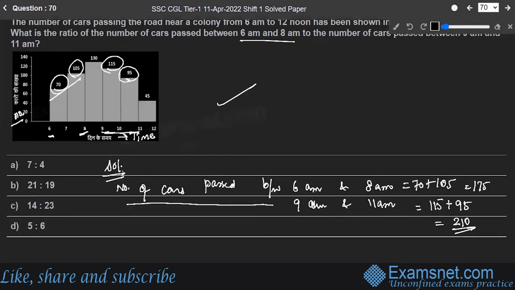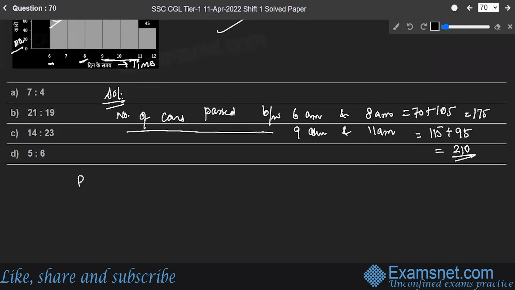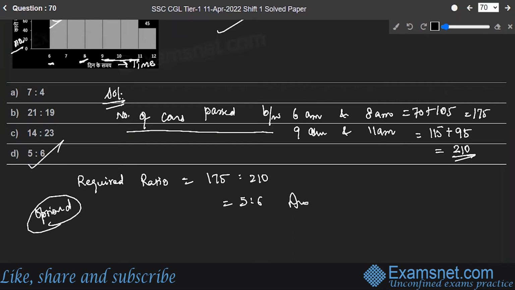So now the required ratio, it's easy. You are done with 90% of the question now. Required ratio is equal to 175 is to 210, which will be 5 is to 6. And this is your answer. Option D is the answer for this question. Hope you are clear. Then let's move to question number 71.